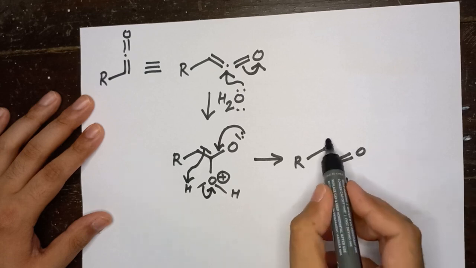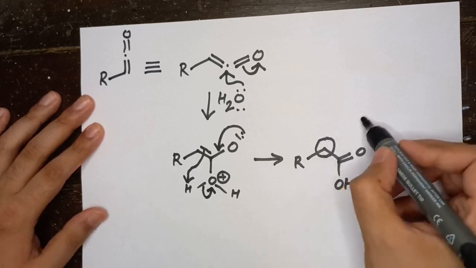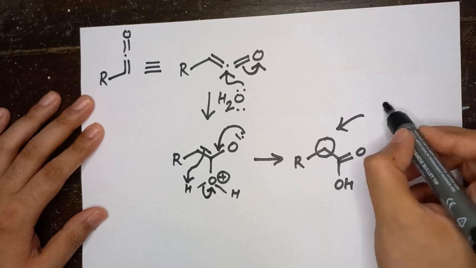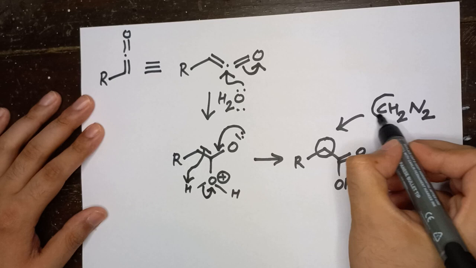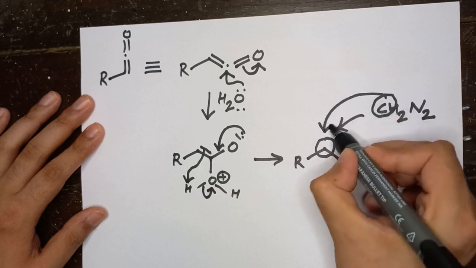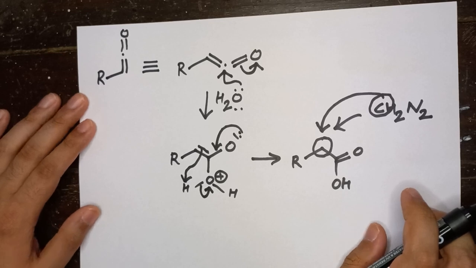We have added an extra methylene group to the system, and this methylene group is coming from the previous step, diazomethane. So the carbon of diazomethane is what is sitting here. So this is the overall mechanism of the Arndt-Eistert reaction.